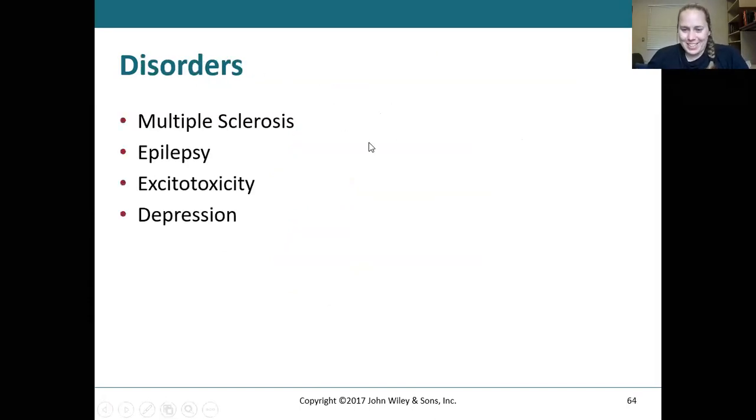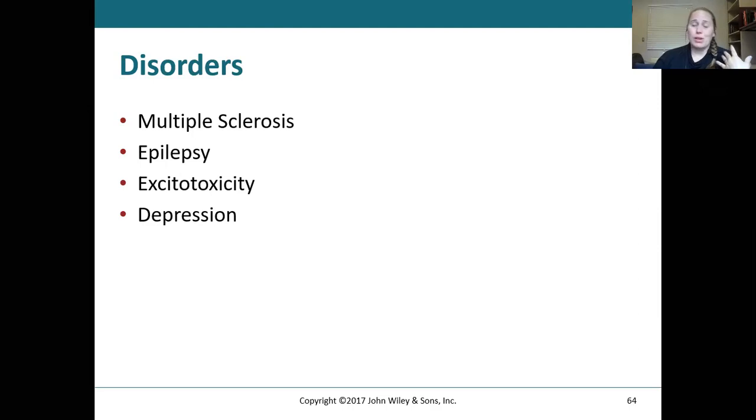Okay, disorders. This is such an abbreviated list of disorders for the nervous system. Multiple sclerosis is one type of disorder that could be a result of demyelination. Again, if you lose that myelin, the speed at which neurotransmission occurs can be very short. Epilepsy is basically a blanket type of diagnosis for seizures.